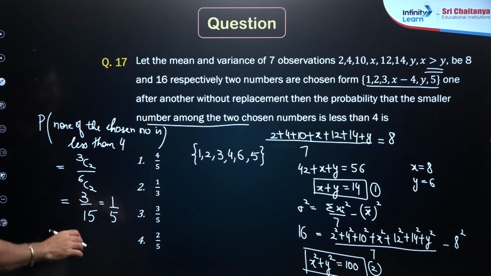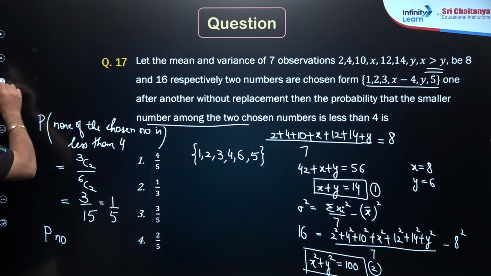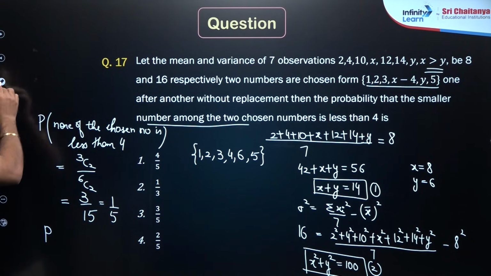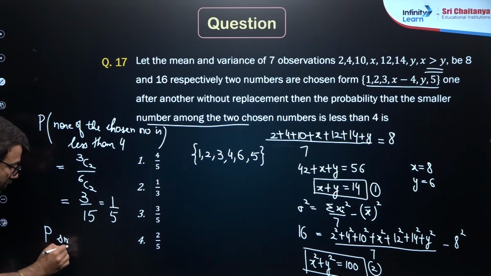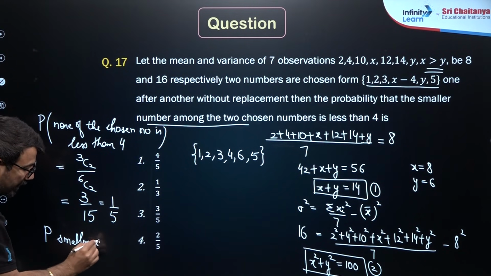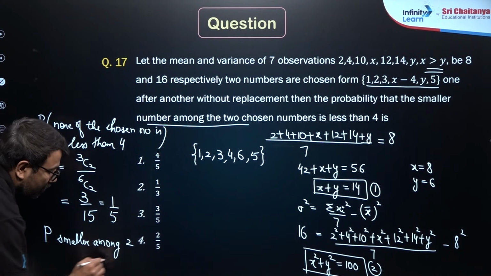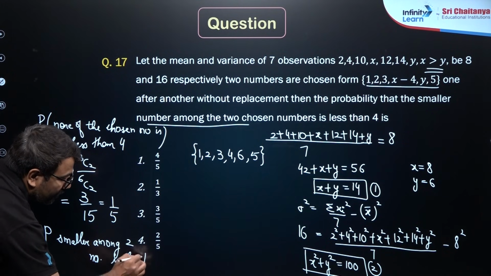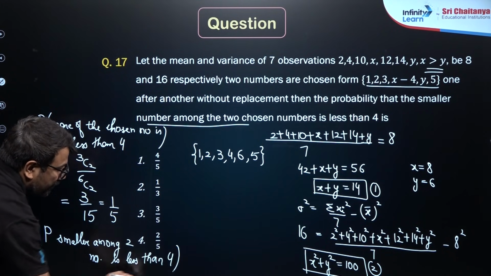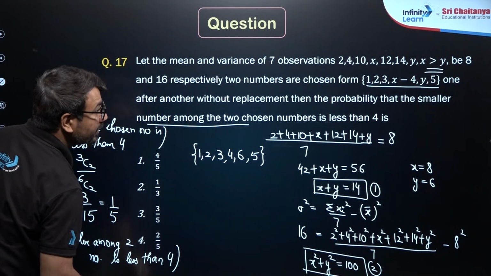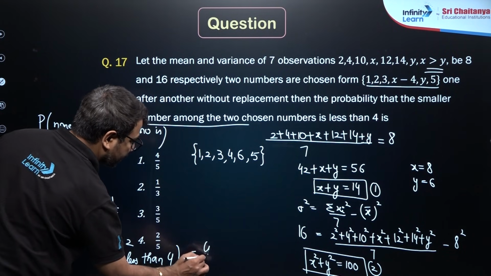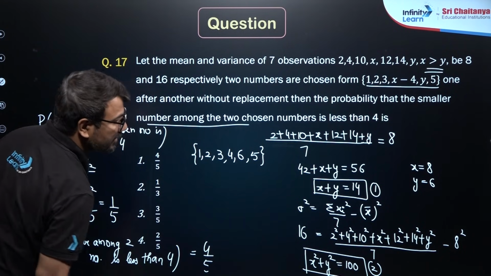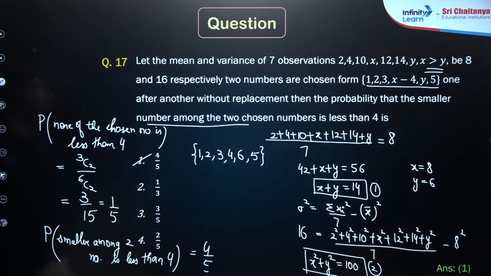Now they are asking the complement event of this case. The probability that the smaller among the two chosen numbers is less than 4. So that will give you a value which is 4 by 5. 4 by 5 is given to you in option A, so that's why option A will be the final answer.